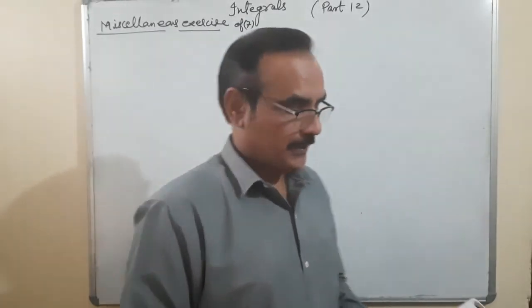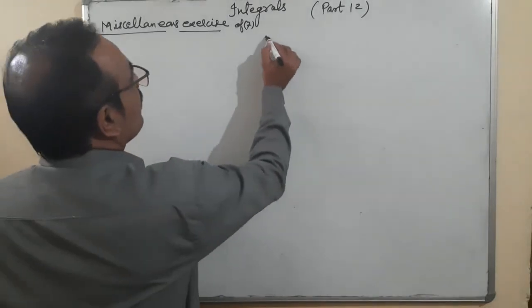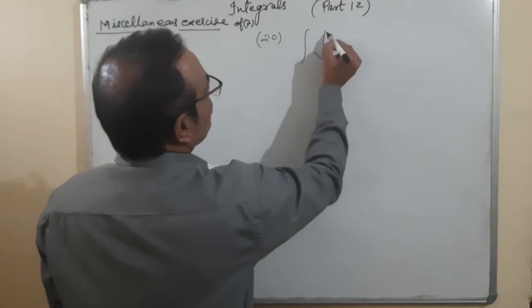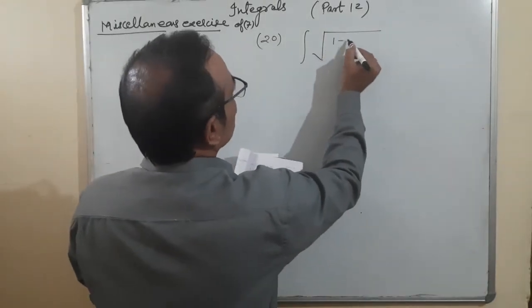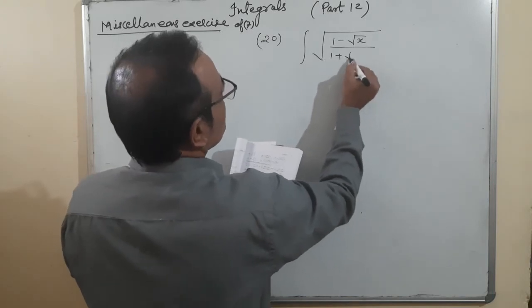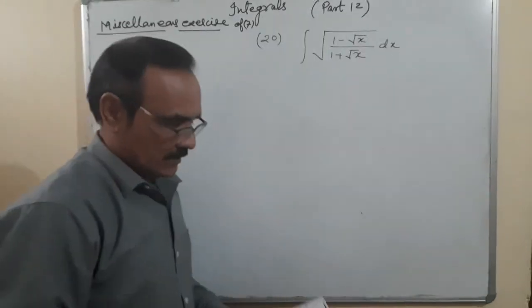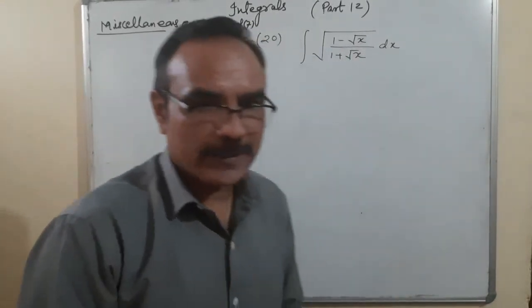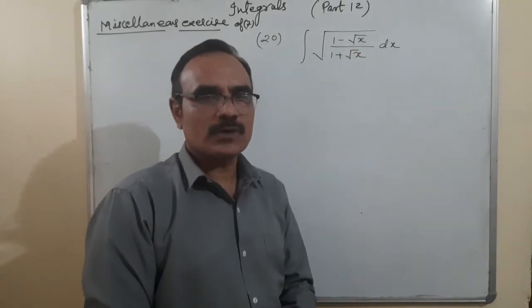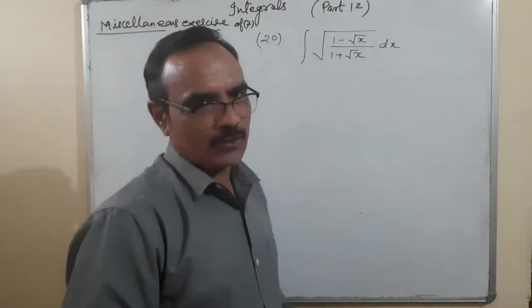Taking question number 20: integration of 1 minus root x upon 1 plus root x. This question can be solved in two different ways. One, if you take root x equal to cos theta, it will be solved. The second way is rationalization of the denominator. So I am using rationalization of the denominator.